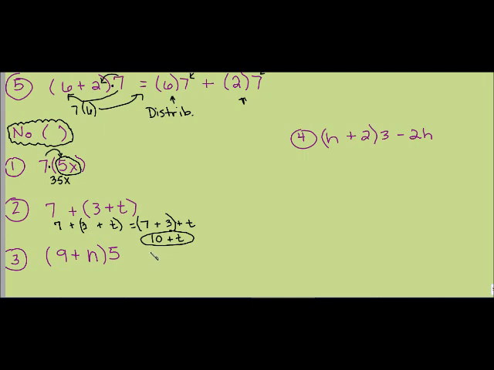Number 3. I have a 9 plus h on the inside. I cannot solve. On the outside of the parentheses, I have a 5 with no operation. So I'm going to assume that's multiplication, which leads me to the distributive property. So let's distribute the 5. 5 times 9, and then 5 times h, with a plus sign in the middle.